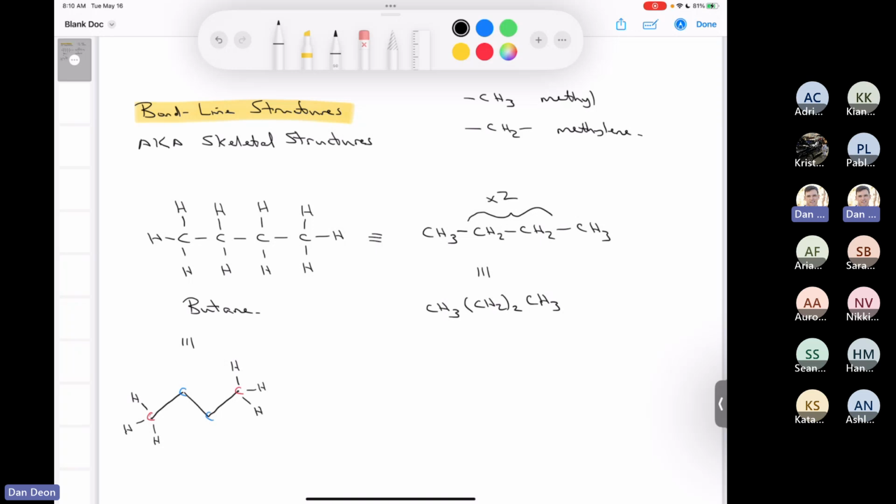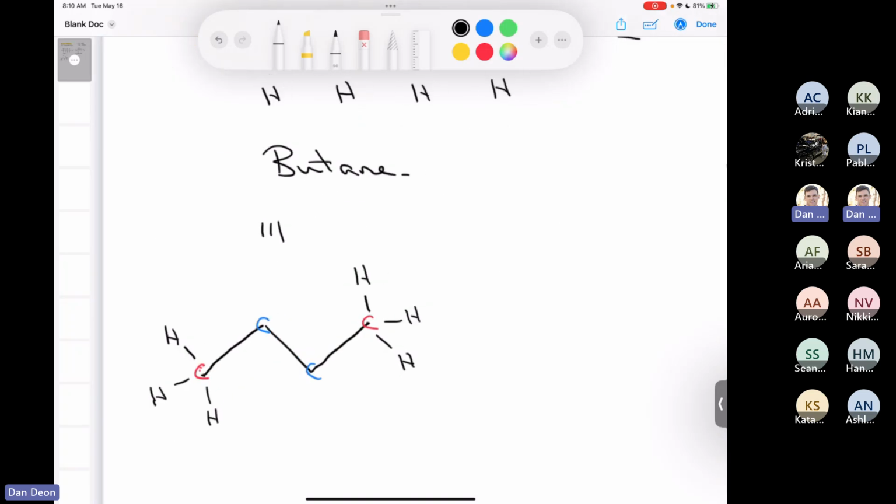And if you look at the carbon in blue, either one of them, you see that both carbons in blue have 1, 2 bonds attached to them. You see that this one has 2 bonds attached to it, and this other blue carbon has 2 bonds. Well, what plus 2 gives you 4? And the answer is 2.